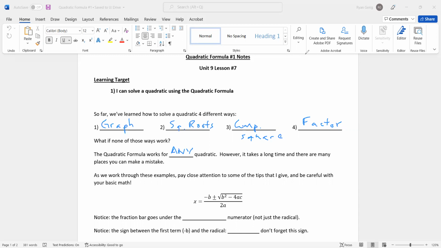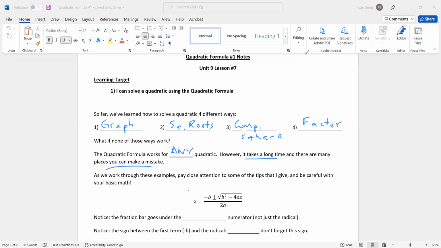It takes a long time. It does actually even take longer than graphing usually. And there are many places you can make a mistake, like a lot of them. So you got to be careful on this one. So before I go any further, I'm just going to tell you, if you think that you can do every question using this on the test, you will be mistaken because you will run out of time and you'll only be about halfway through the test. Okay, that's how long these can take.